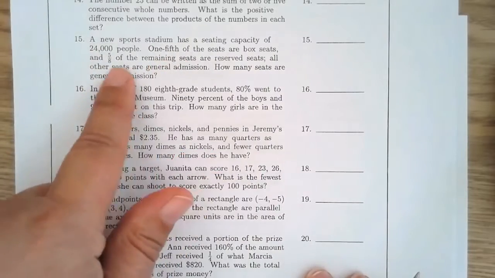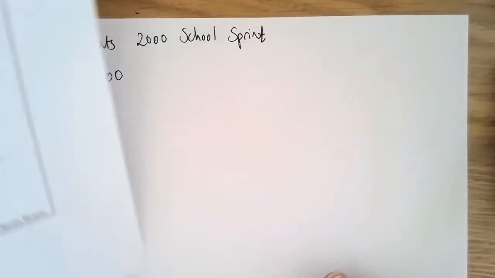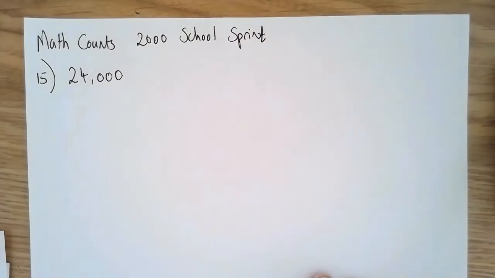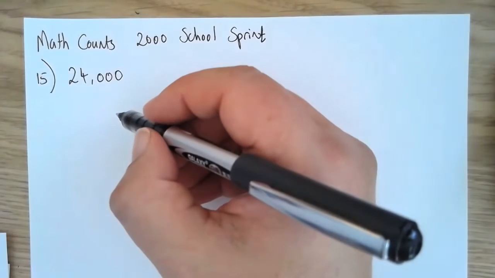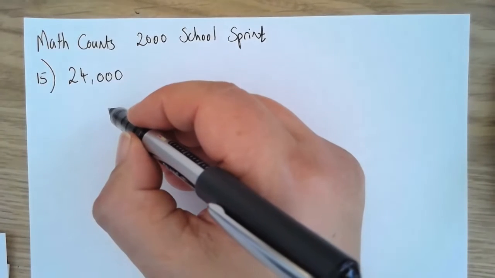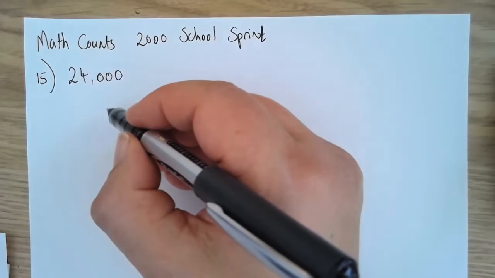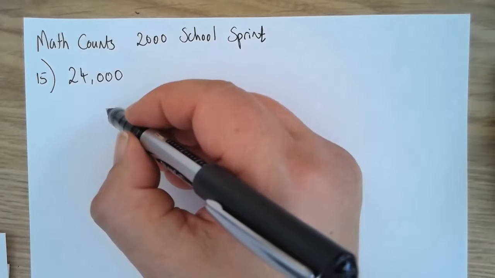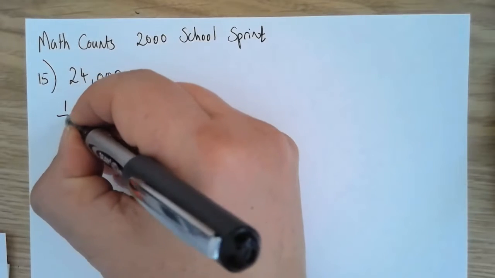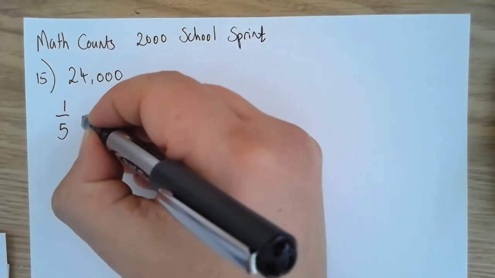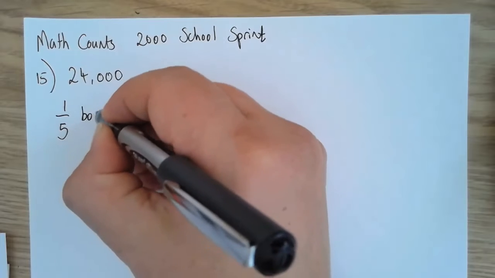Let's break it down because this is a little confusing. It is one of those questions that maths teachers quite like because it involves both addition and multiplication of fractions, if you choose to do it that way. As I say, let's break it down. So 1/5 of the seats are box seats.